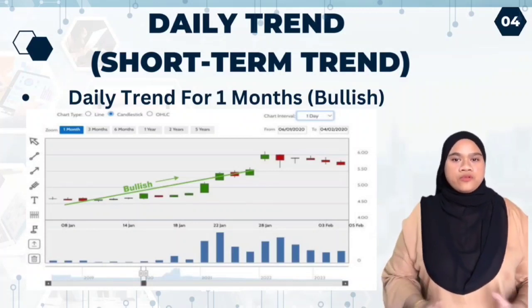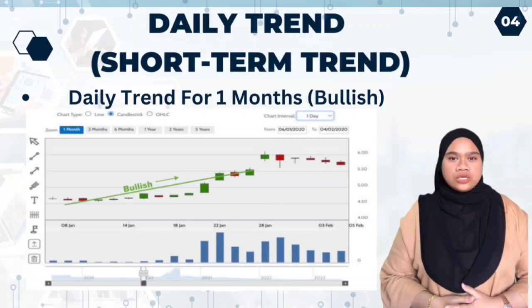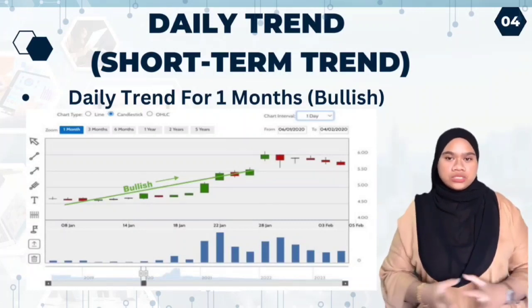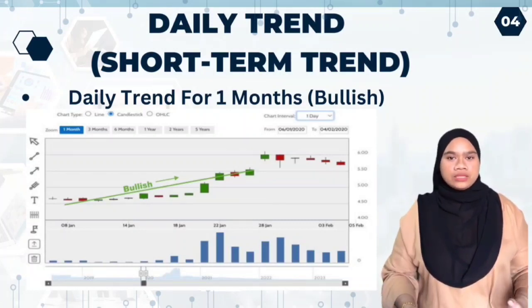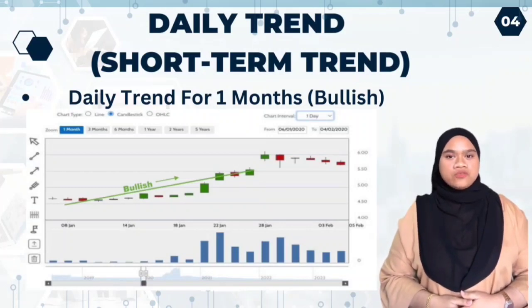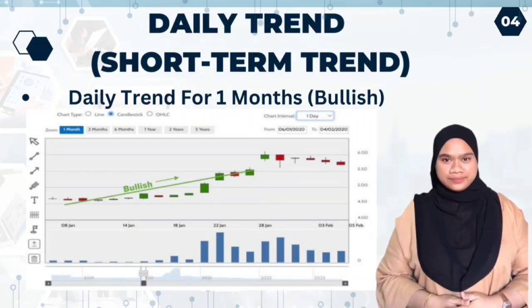While this analysis provides insight into the short-term price action, it is important to consider longer time frames and other factors that can influence the stock performance for a more comprehensive assessment.